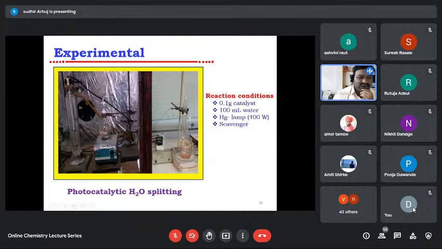So this is the modified eudiometer tube. It contains our catalyst plus water. After starting this light, whatever hydrogen and oxygen is being generated is collected in this eudiometer tube. And with the help of time, how much hydrogen and oxygen is being generated is calculated using the gas chromatograph. Okay.